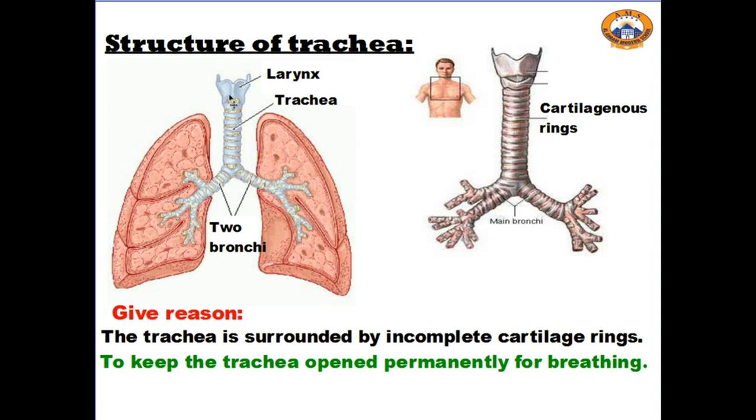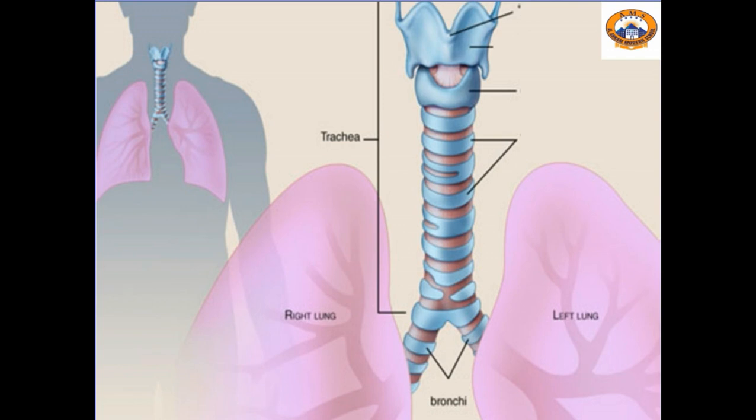And at the end of the trachea, these are the two branches we have talked about, which are the two bronchi. Okay? Now, again, the trachea is surrounded from the outside with incomplete cartilaginous strings to guarantee the opening of the trachea all the time for breathing.